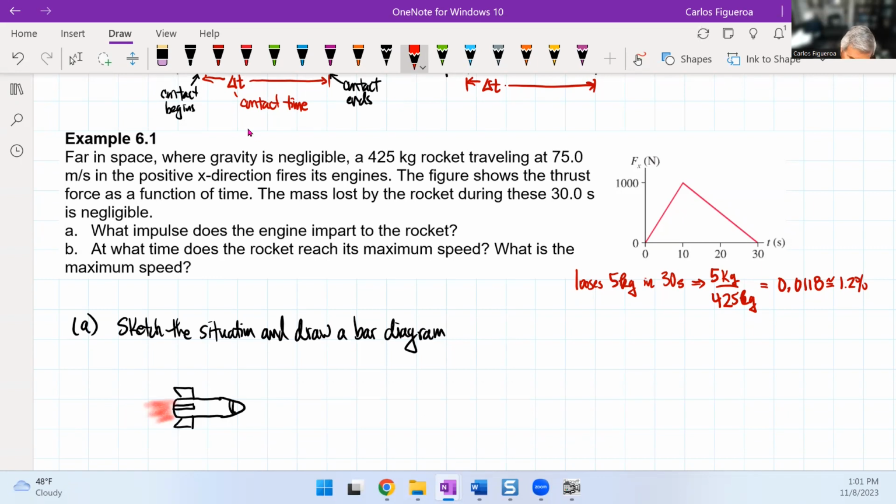The one thing I know here is that the rocket is moving in this direction, and we're going to say that it has some initial momentum P1. Now, because momentum is a vector, I have to add signs. In this situation, I'm going to say that my plus sign is in the direction of the initial momentum. Now what happens? The rocket's thrust goes.